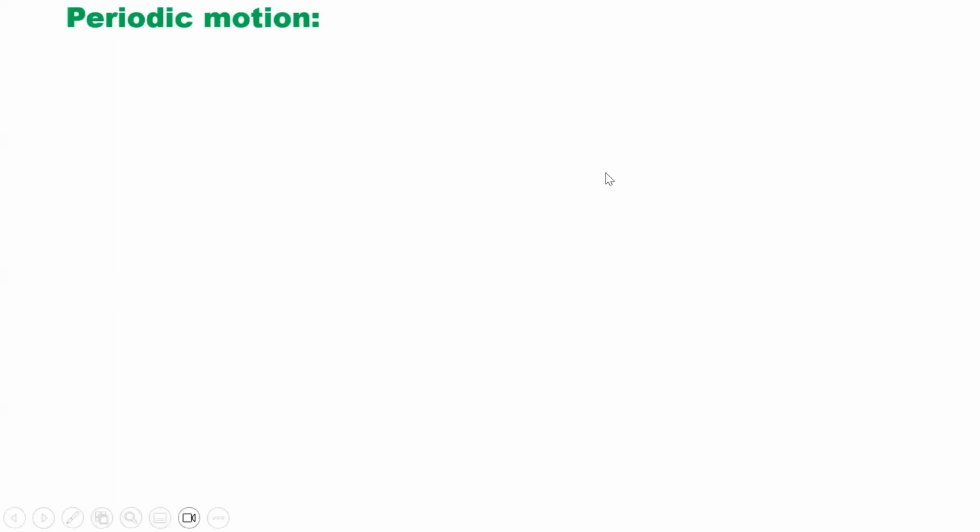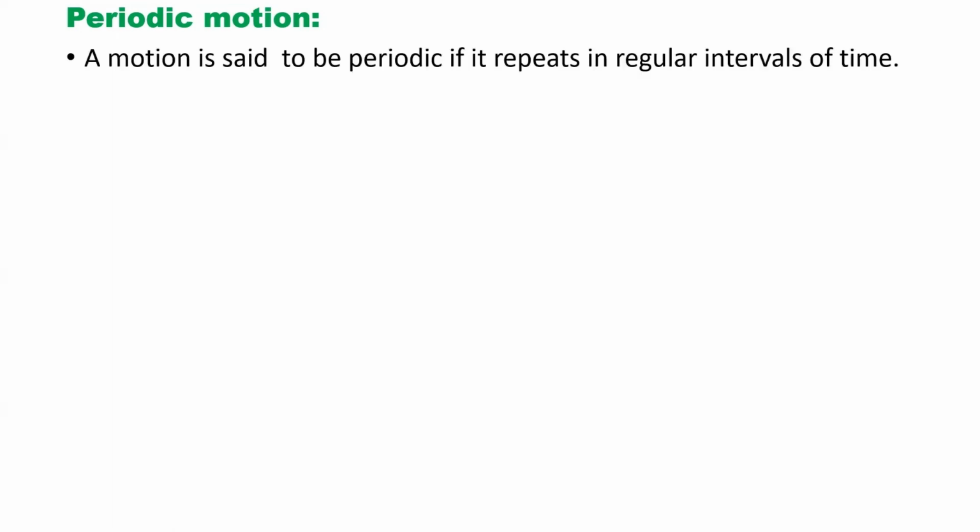What is periodic motion? A motion is said to be periodic if it repeats in regular intervals of time. For example, a particle is moving along a circular path. If it repeats in this path in regular intervals of time, then we can say it is a periodic motion. For example, it completes one circular path in 2 seconds. So every 2 seconds, the motion is repeated. So it is a periodic motion.